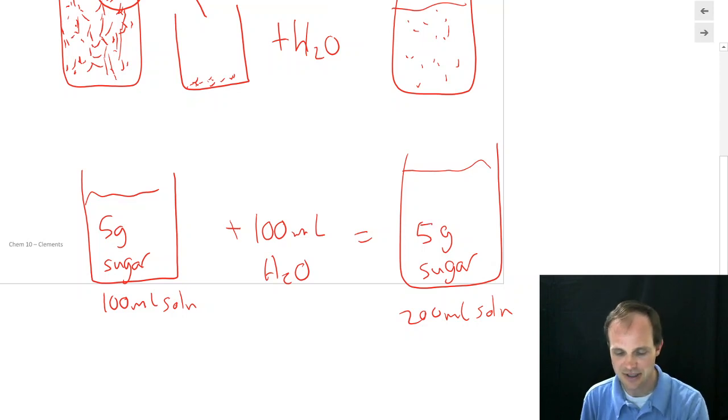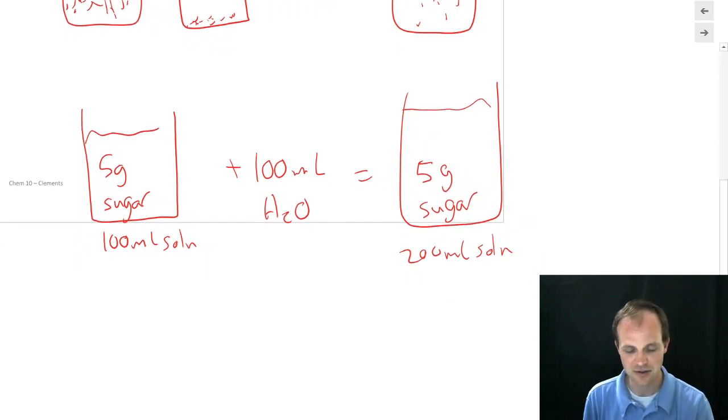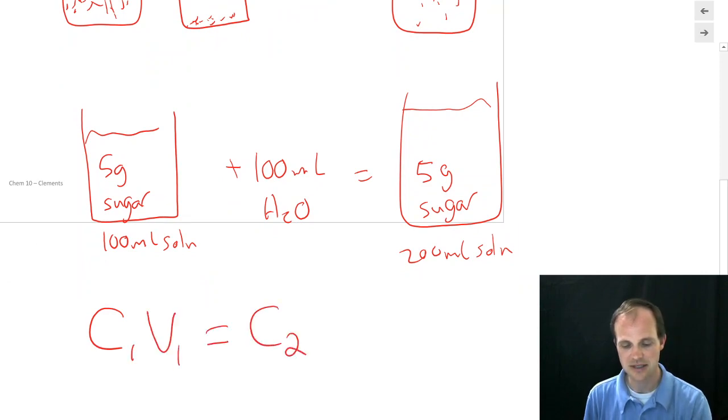And so there's this interesting thing that happens when you dilute stuff. Although you change concentrations, the total amount of stuff doesn't change. Now, I could go into the math behind the equation that I'm about to give you, but essentially what it is I'm going to tell you there's this equation that says C1V1 equals C2V2.